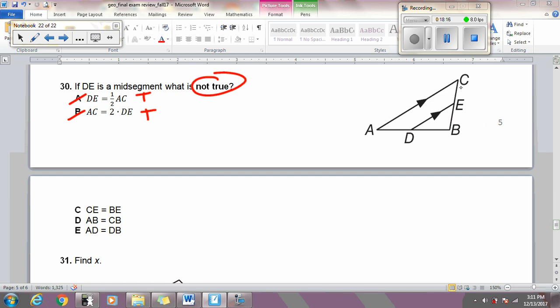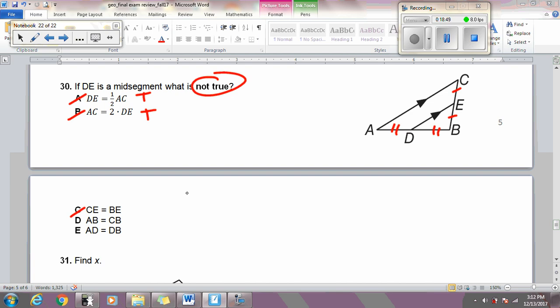CE is equal to BE. That is true also. And you know what I should have done in the beginning, and I apologize, is take care of that. So let's mark these congruent because E is a midpoint, and these two are congruent because D is a midpoint. That's why it's a midsegment, DE. Okay, so maybe that also helps you answer the rest of the questions.